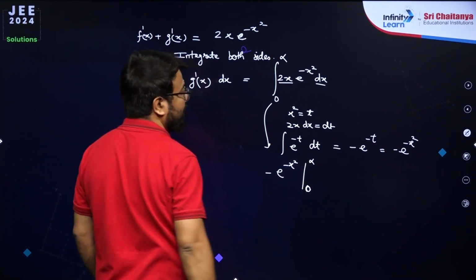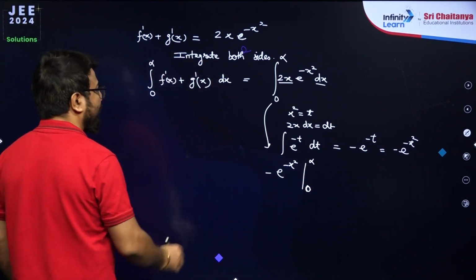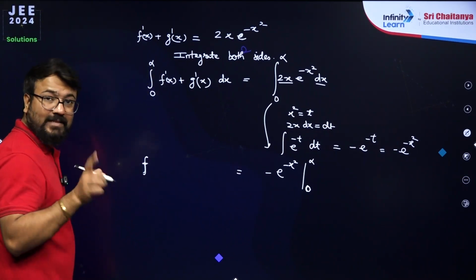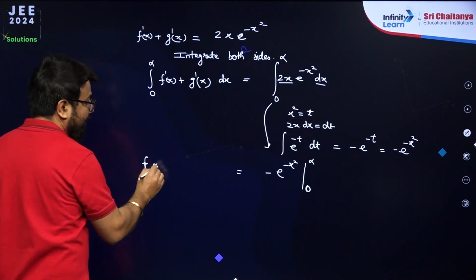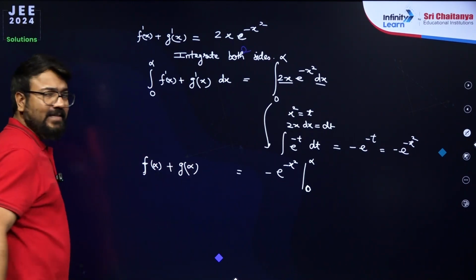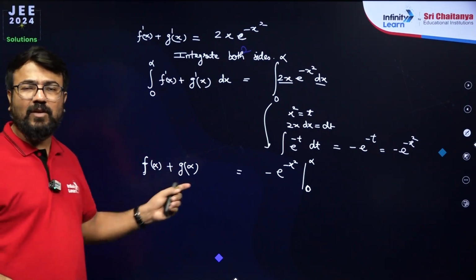I hope you understood this. And here f dash will be integrated as f, so it will become f of alpha plus g of alpha. You might be thinking, sir, here f of 0 and g of 0 will also come.